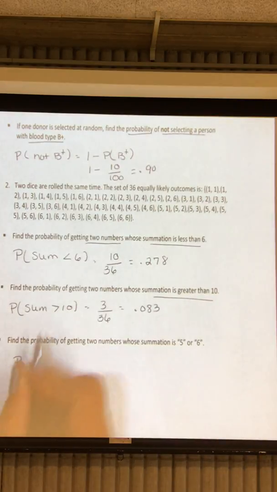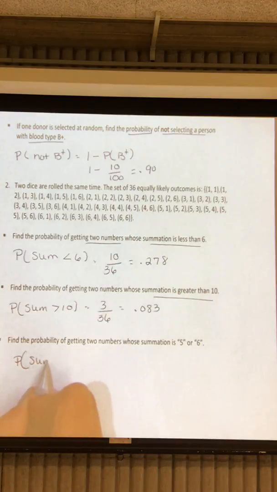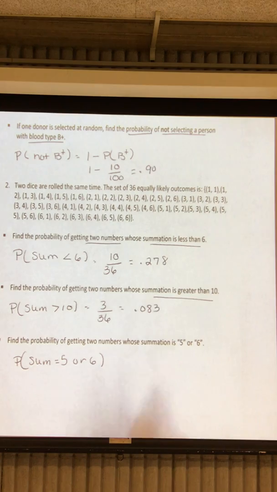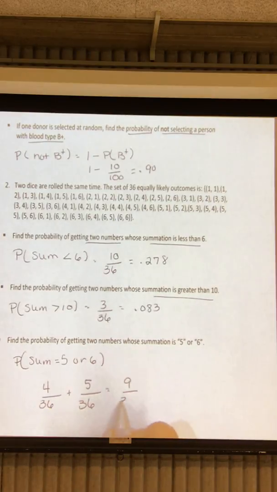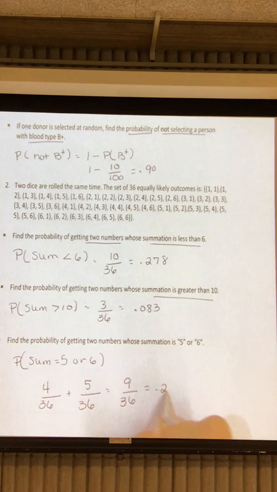And the last one for number 2, find the probability of getting 2 numbers whose summation is 5 or 6. So the probability that the sum is equal to 5 or 6. So here you have 4 whose sum is equal to 5, so 4 out of 36. And you have 5 whose sum is equal to 6, so 5 over 36. So the summation of 5 or 6 is a total of 9 over 36, which is equal to 0.25.